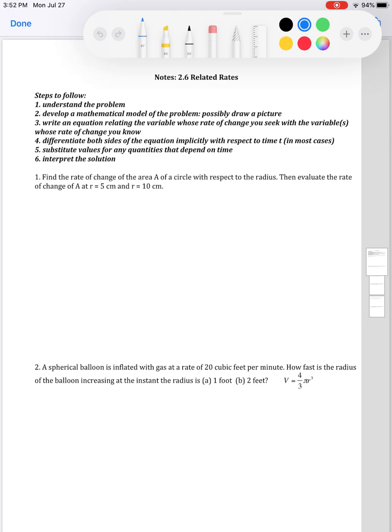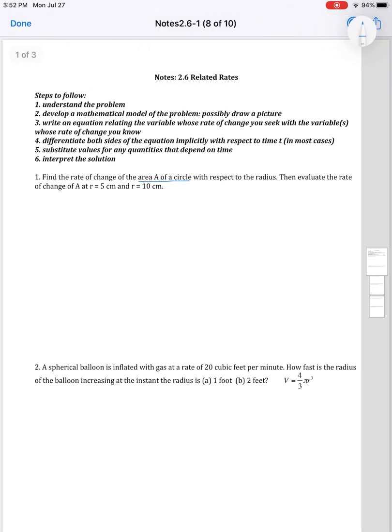So number one, we've got to understand the problem after we read it. We've got to know what we're dealing with. We've got to develop a mathematical model. Sometimes you might have to draw a picture. I'll tell you it's rare, but sometimes you might have to draw a picture to help you see it. You're going to write an equation relating the variables whose rate of change you want to find, and you're going to write an equation for the ones you know.